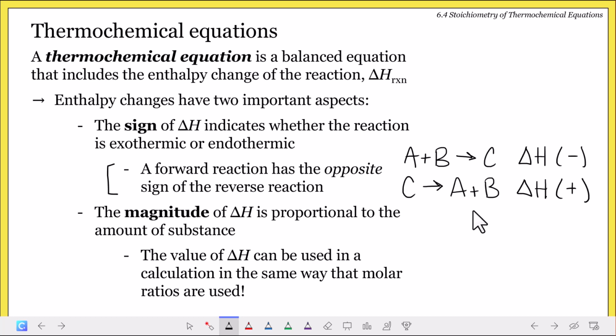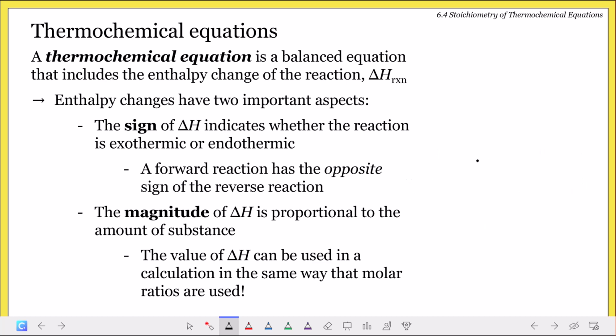We're going to see examples of these balanced thermochemical equations and how, when we're given a delta H value for a certain process, we recognize that it directly corresponds to the amounts of substances that are present in that particular reaction. Then, as you might be able to infer, we're going to be able to use the value of delta H the same way that we use molar ratios. In chapters 3 and 4, when we introduced this idea of using molar ratios, we said that the substances in a balanced equation are stoichiometrically equivalent, and we're going to see the same sort of idea here.